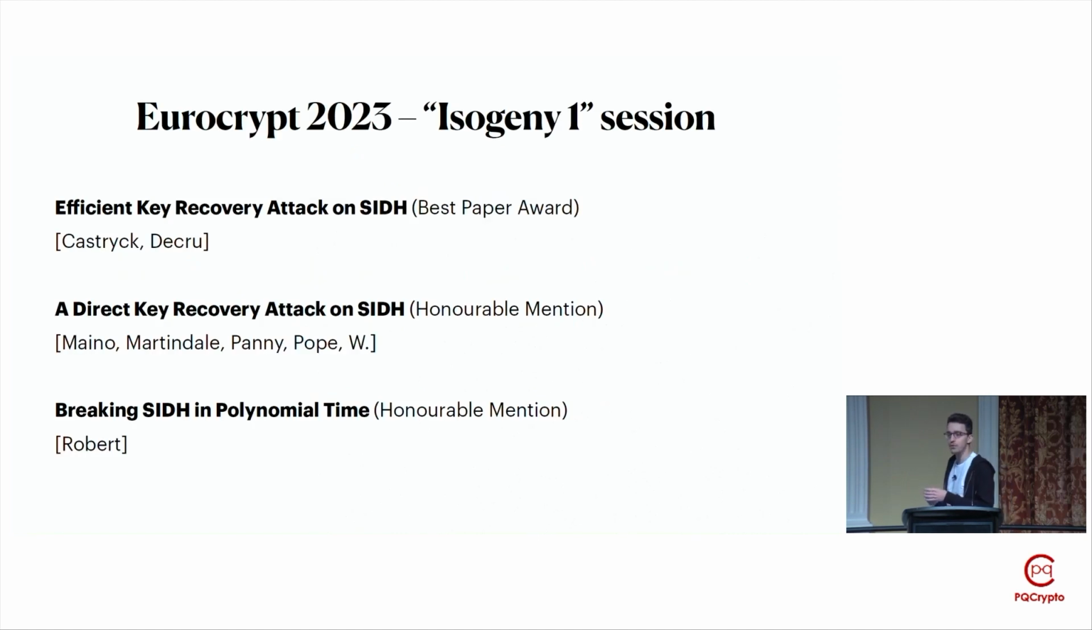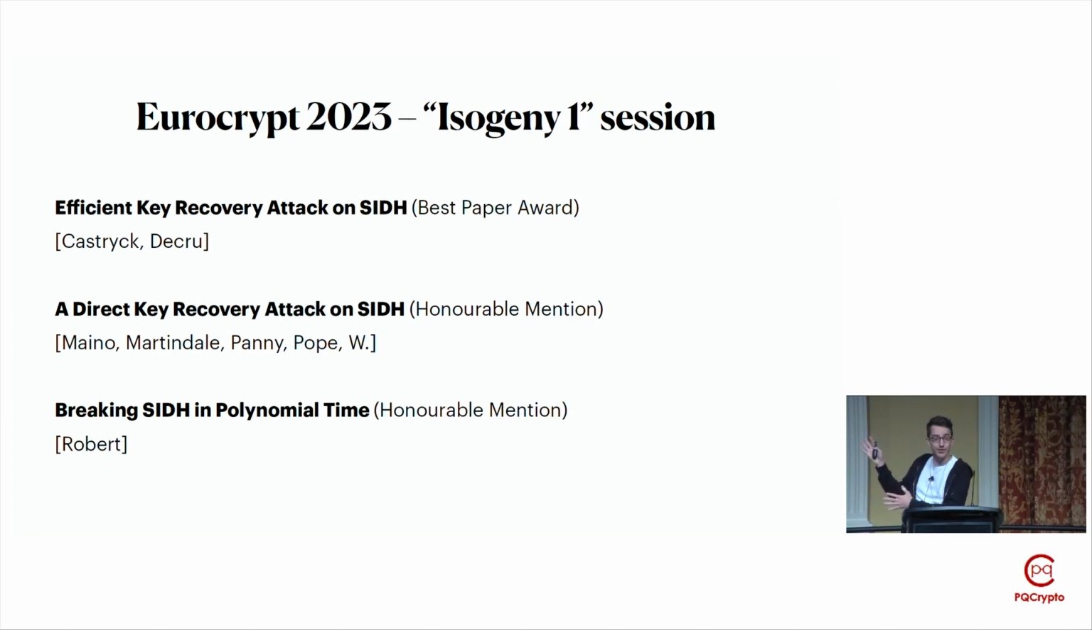And here's what the Eurocrypt 2023 Isogeny 1 session looked like. It's pretty grim. Efficient key recovery attack on SIDH, the paper I just mentioned by Castryck and Decru, which of course got the best paper award, followed by a direct key recovery attack on SIDH, and then breaking SIDH in polynomial time. So you may wonder, is that all the same paper, or what's the deal here? Well, they're essentially in chronological order, increasing order of sophistication, of range of applicability, of speed, implementation, whatever. They all have different improvements.